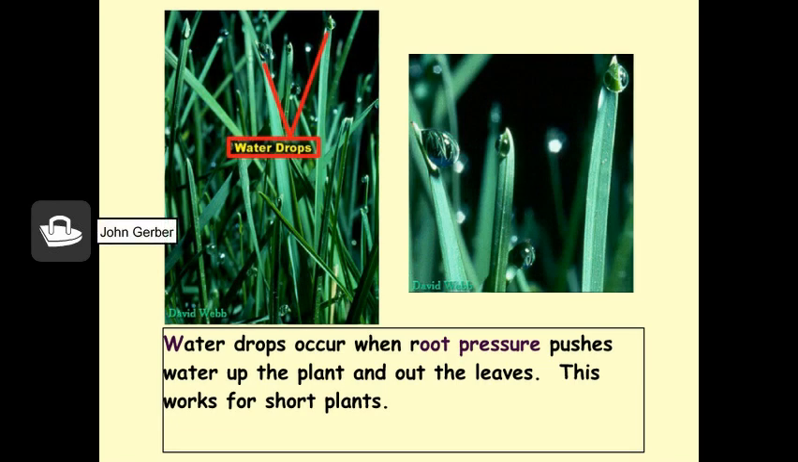Root pressure caused by osmosis is a relatively weak form of water movement in the plant. But here you can see in a small plant how water is moved up through the plant leaf, through the grass leaf, and is coming out the tip of the plant. This is caused by root pressure.